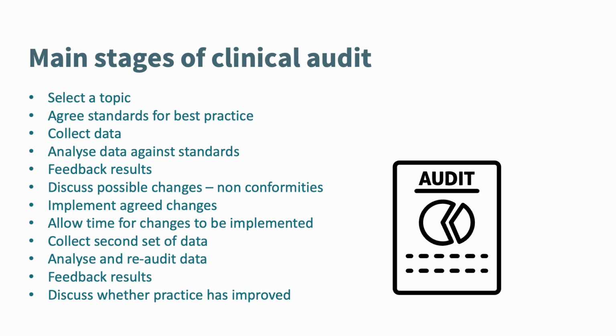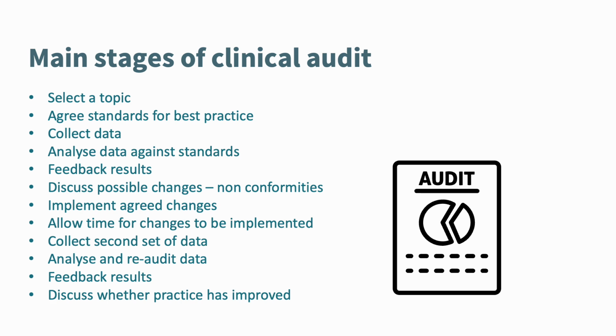So this is just covering the main stages again. Select the topic, agree the standards of best practice, collect the data, analyse, feed back the results, and discuss possible changes or any non-conformities that have happened. You're going to implement the changes. Once you've decided that's quite a good thing, you're going to implement the changes. You're going to collect another set of data. You're going to do it again.